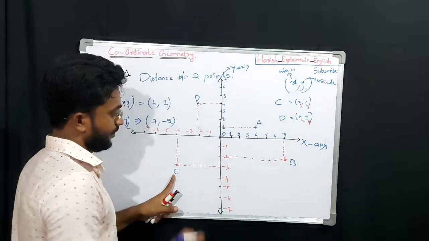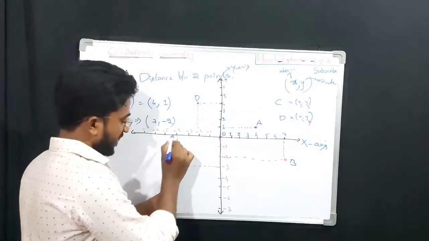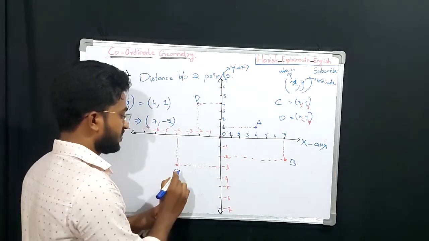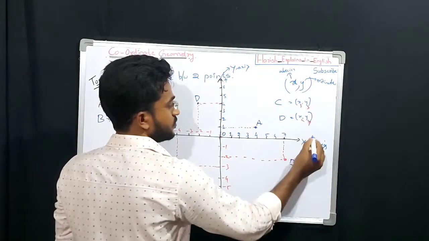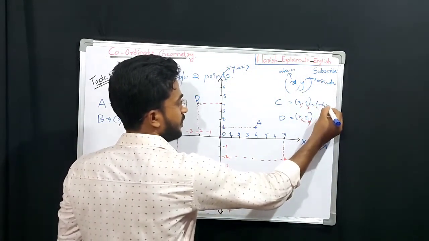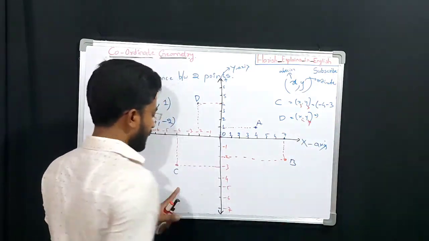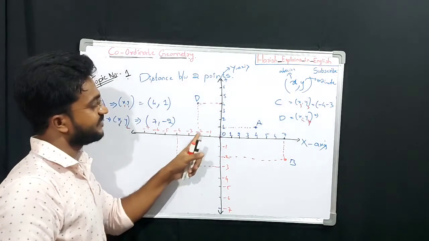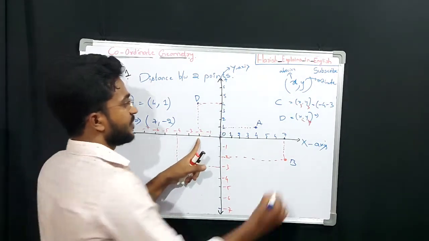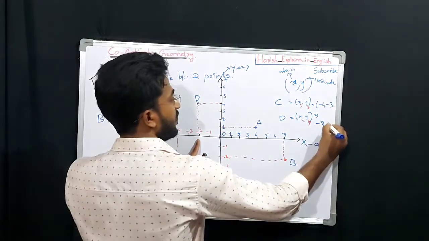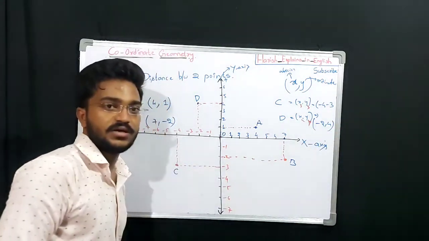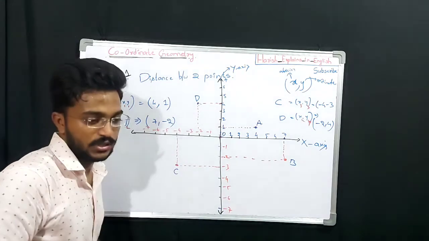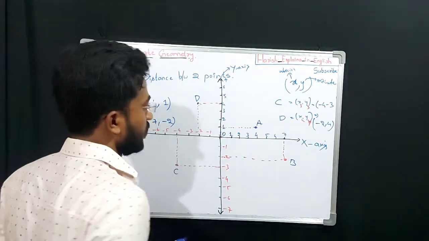Next, coming to C. C is here. Minus 4 because this is the x-axis, so minus 4 first, then minus 3. So C is minus 4 comma minus 3. And next D. D is here. The x-axis value is first, not the y-axis, so D is minus 2 comma 4. This is the way you name a point, or how you give coordinates to a point.